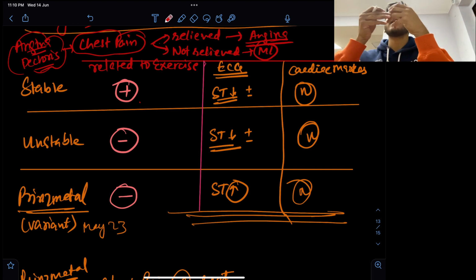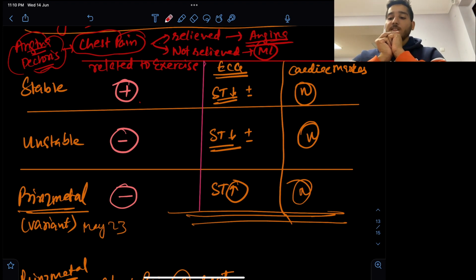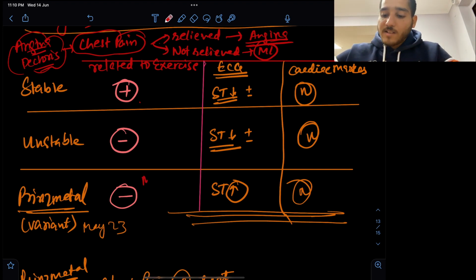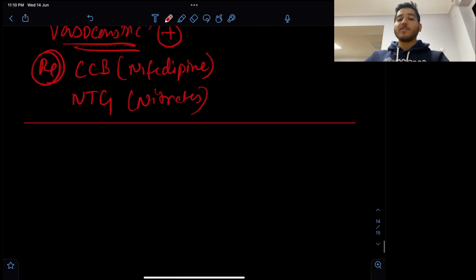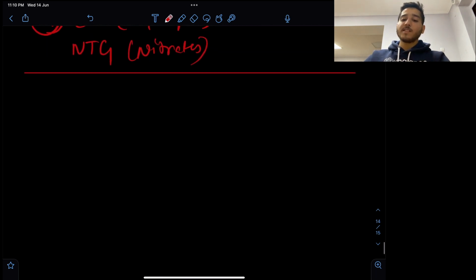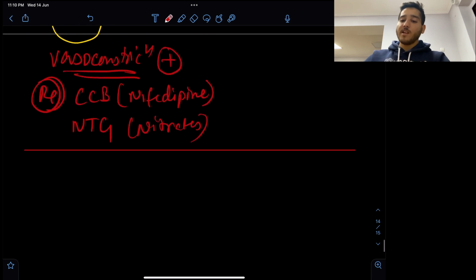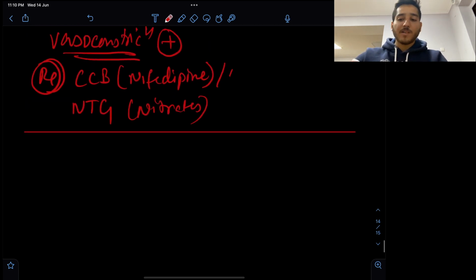And in Prinzmetal angina, the pain can arise at rest. The pain usually occurs in the morning time, mainly in the morning time, because the morning is the cold time, and the vessels are more likely to go under constriction during this time. There can be ST segment elevation, and the cardiac biomarkers will be normal. For the treatment of Prinzmetal angina, we have read about CCBs, calcium channel blockers, and nitroglycerin: nifedipine, amlodipine, these drugs.